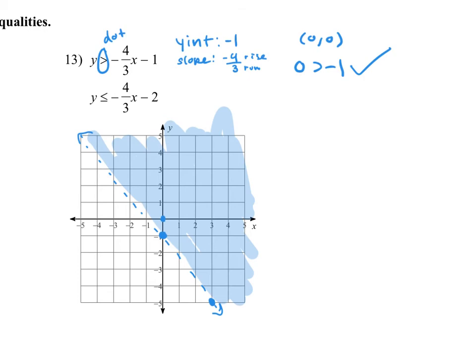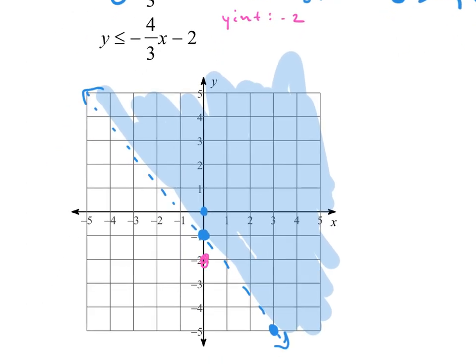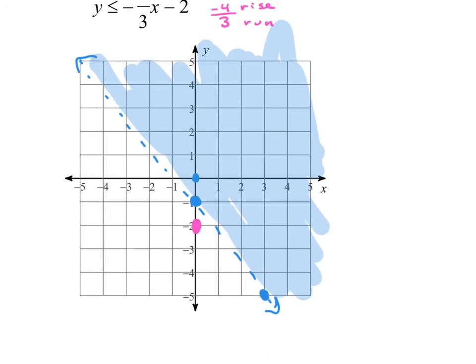Alright, moving on to the next equation. What's our y-intercept? Negative 2. So we're going to put a point at negative 2. What's our slope? Negative 4 over 3. So our rise is negative 4 and our run is 3. That means we go down 4 and to the right 3. We could also go up 4 and to the left 3. So that would be our second point.